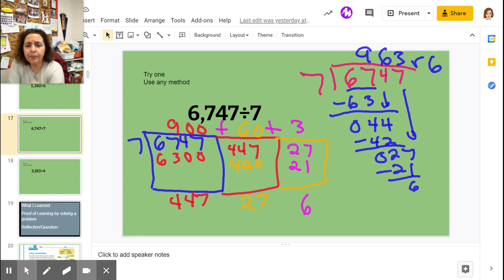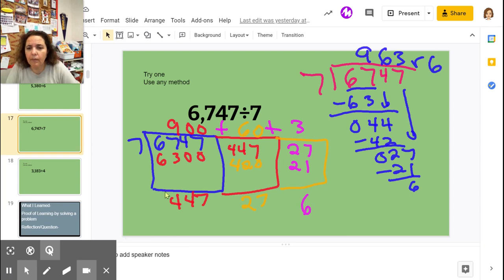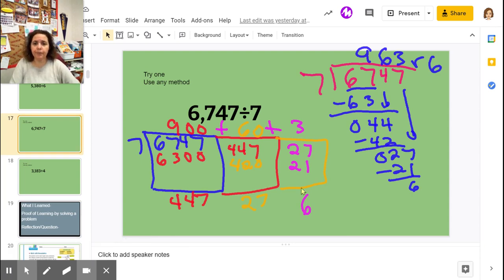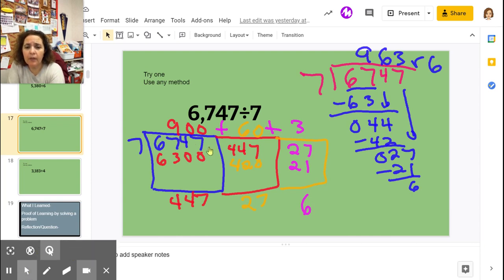Then I did the expanded, the place value sections. So I wrote my 6,747 in the first box. 7 goes into 6,747. So I did the 67 again. 9 times 7 is 63. I have 2 numbers still, so it would be 900. So 7 times 900 is 6,300, leaves me with 447. That goes in the next section.